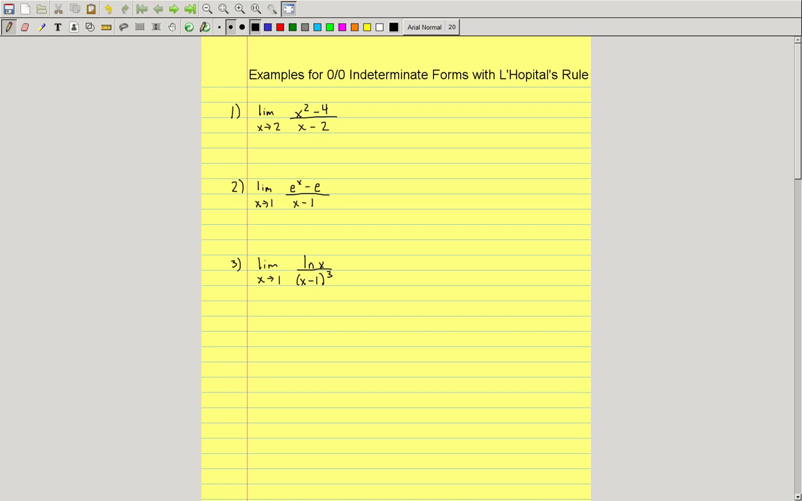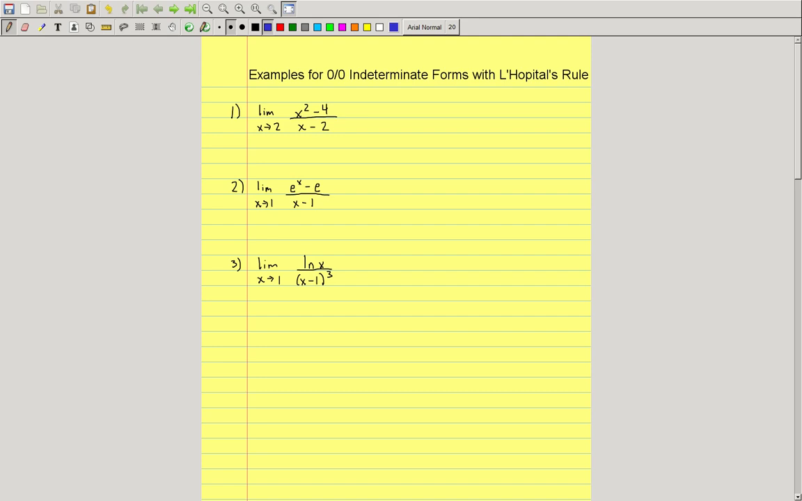Now we're going to look at some examples here. And we're going to start off by following the most important part of L'Hopital's rule, and that is to make sure that we are in a 0 divided by 0 form before we get started.